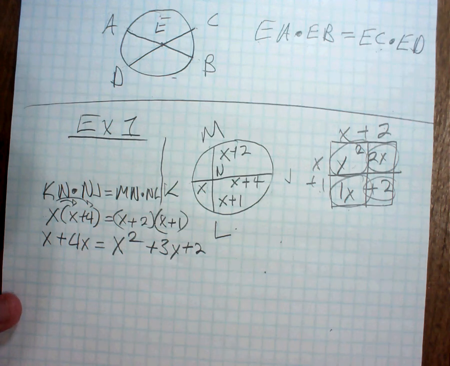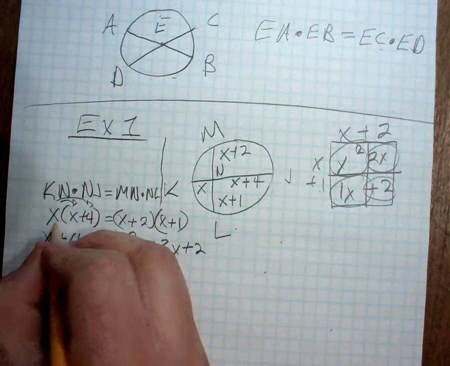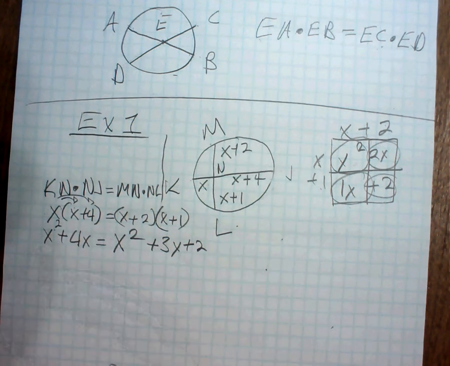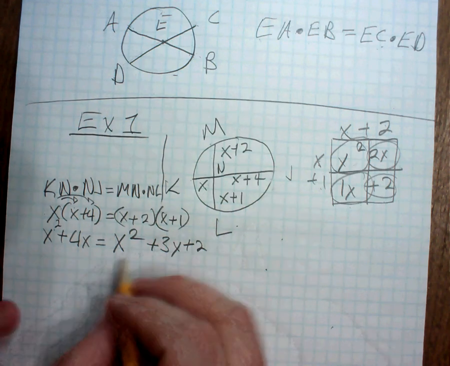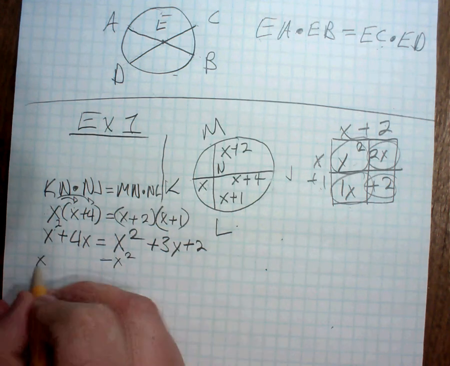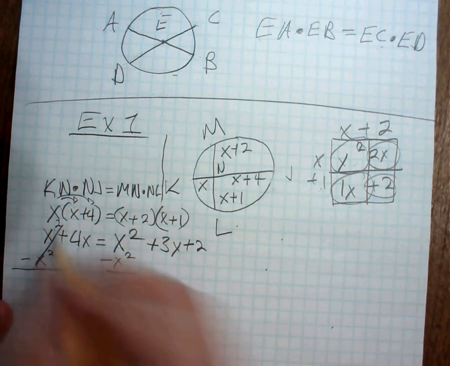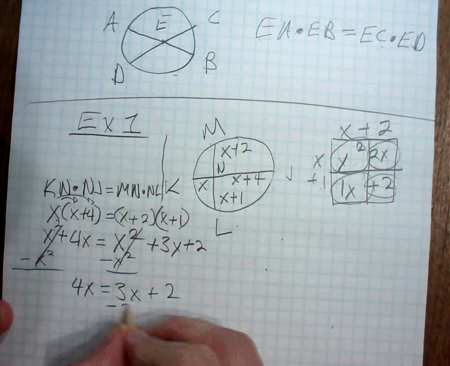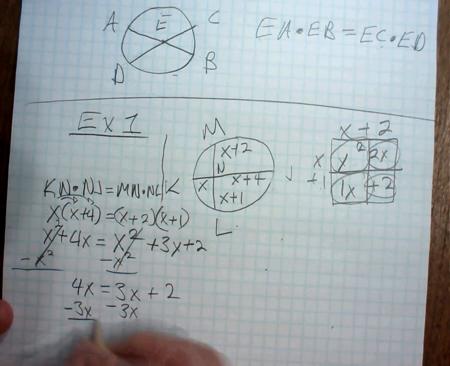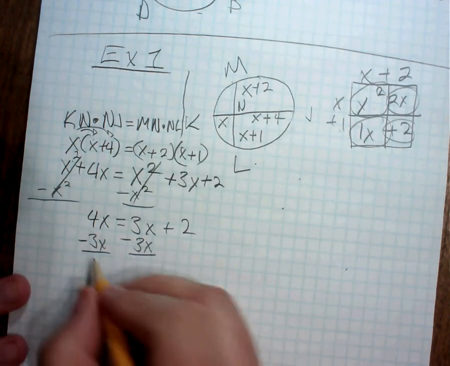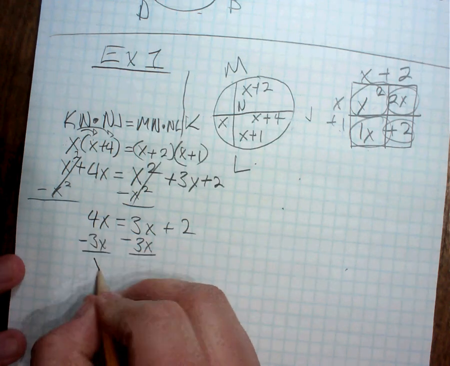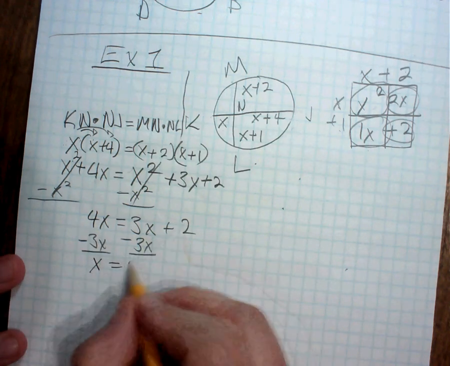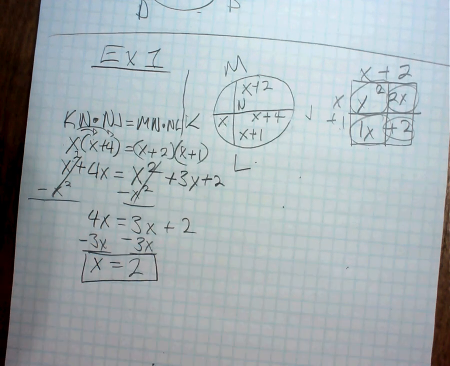Now I got to solve for x, so I got to get all the x's over to the other side. Oh, this is x squared. X times x is x squared. I said it, but I didn't write it down. So the first thing I'm going to do is subtract x squared from both sides. And essentially those cancel, and I get 4x is equal to 3x plus 2. I'm going to subtract 3x from both sides. And then 4 minus 3 is 1. X is the same as x, and that leaves me with 2. So I get x equals 2.